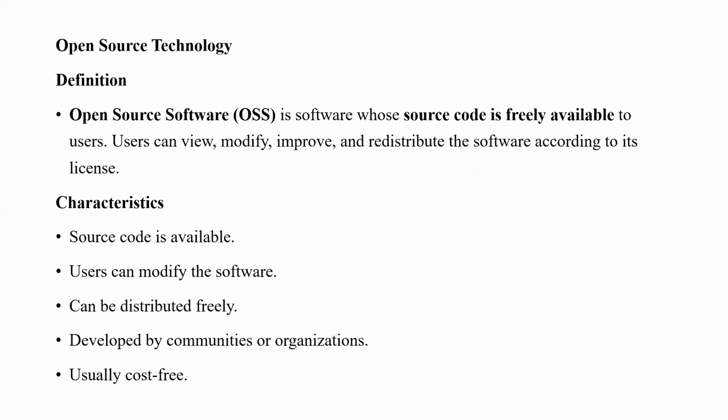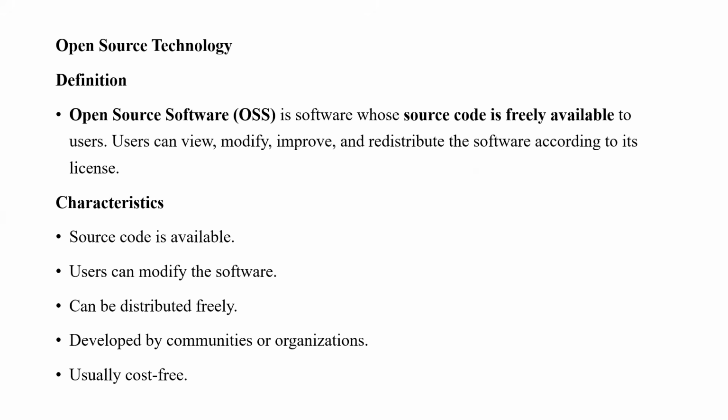For example, if they are doing some startup company and want to create a website, the source code is already available there. Depending on the company, they can alter the source code. And the characteristics: source code is available, users can modify the software, it can be redistributed freely, and it is developed by communities and organizations.